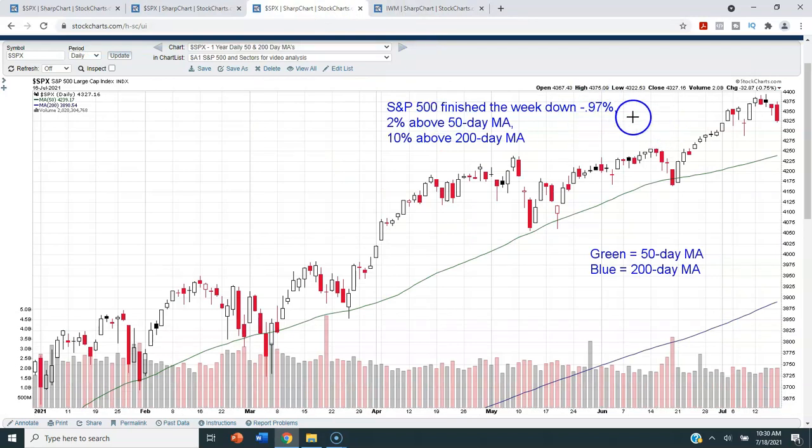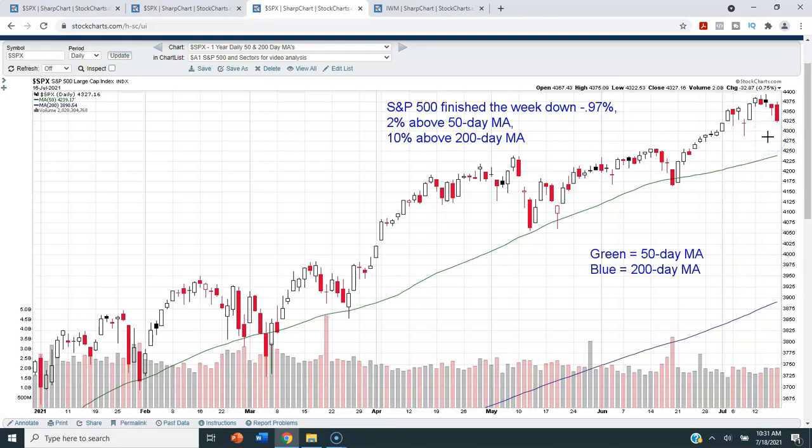So we were down 0.97%, 97 basis points on the S&P 500, and where the S&P 500 closed was 2% above its 50-day moving average. So if we do pull back to the 50 anytime soon, that would be an additional 2% drop from where we closed on Friday the 16th, and we closed 10% above the 200-day moving average. So if we continue to sell off and pull back to the 200 anytime soon, that would be a drop of 10% based on where we closed on Friday the 16th.